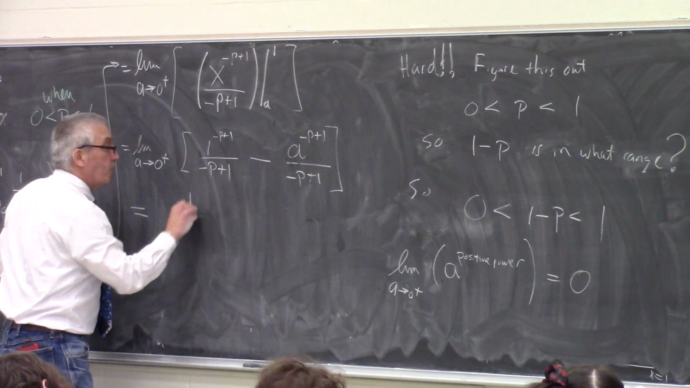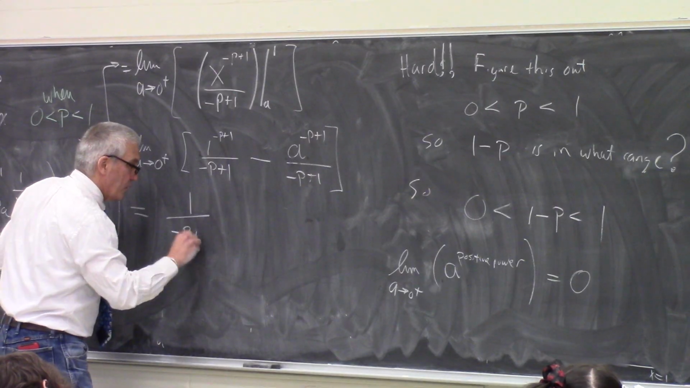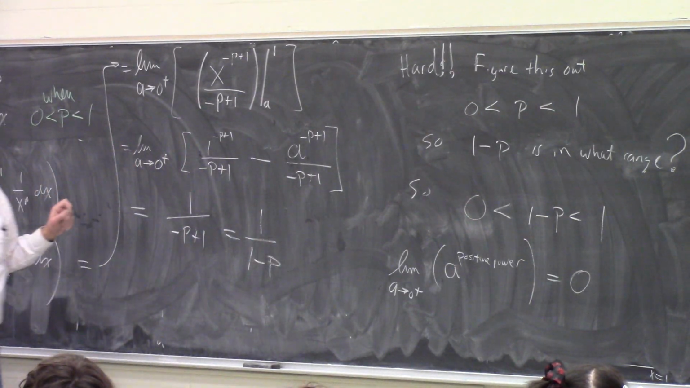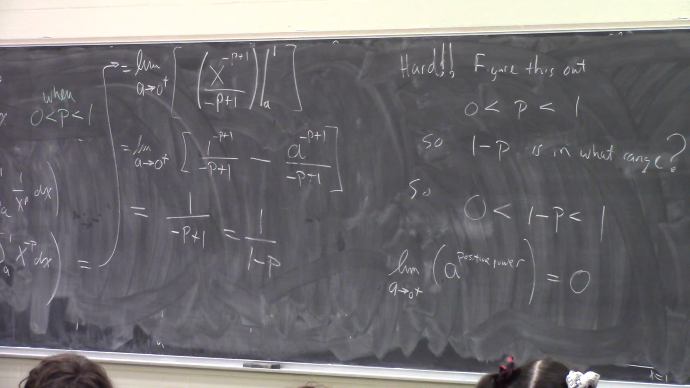So 1 to the minus p plus 1 is just the number 1. So this ends up being 1 over minus p plus 1. So in other words, 1 over 1 minus p. Wow. Go back to this. That shaded area is a number.